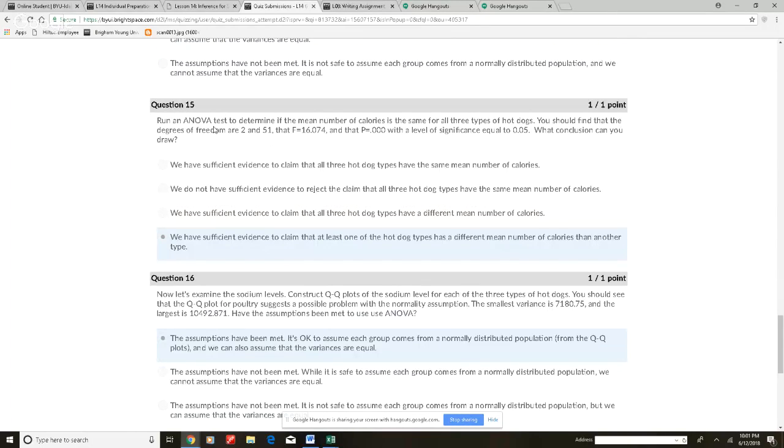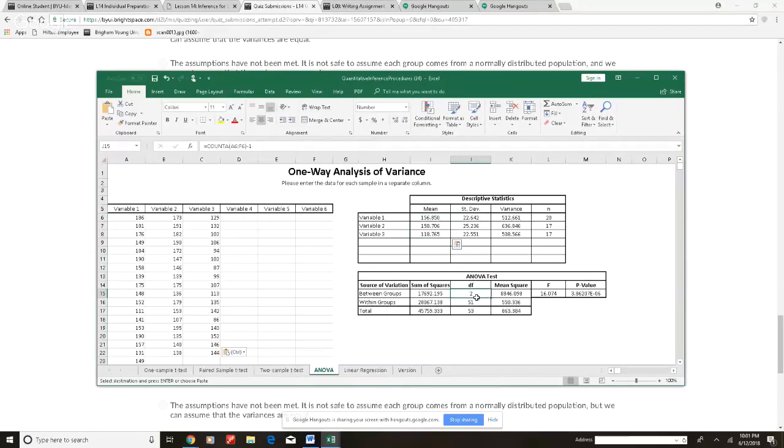ANOVA test to determine if the mean number of calories is the same for all three types of hot dogs. You should find that the degrees of freedom are 2 and 51. So that's right here. Look at 2 and 51. Can you see it? That's the degrees of freedom.